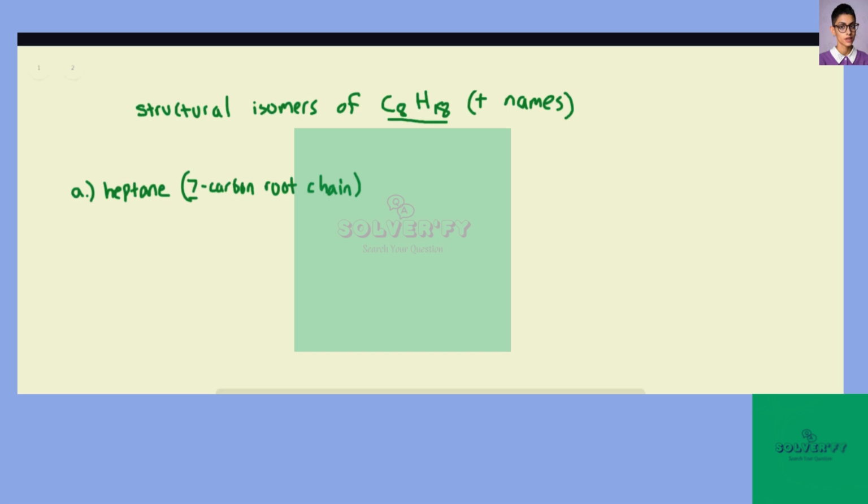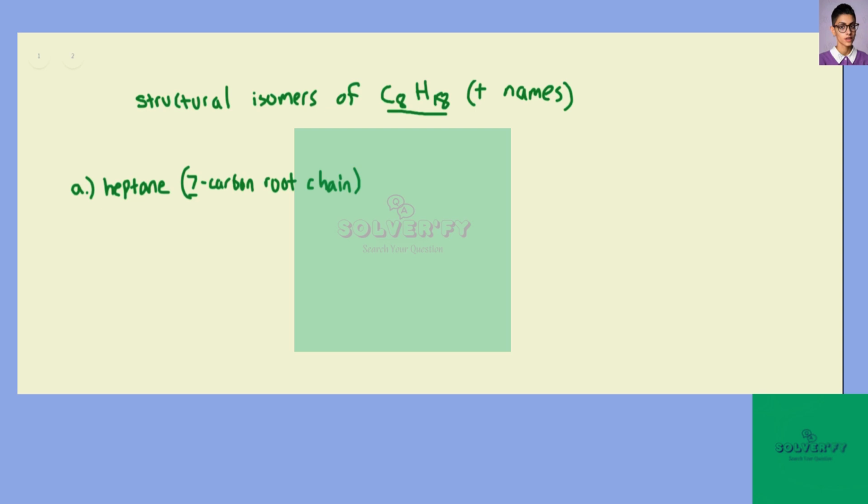So this question is asking us to draw the structural isomers of C8H18 and name them for the following root chains. The first is heptane. That means the longest consecutive chain of carbons is going to contain 7 carbons, which for C8H18 means that we're going to be pulling 1 carbon out and branching it off of the primary chain.